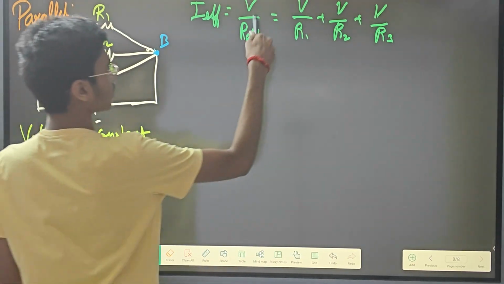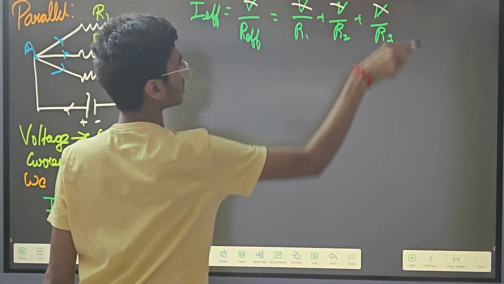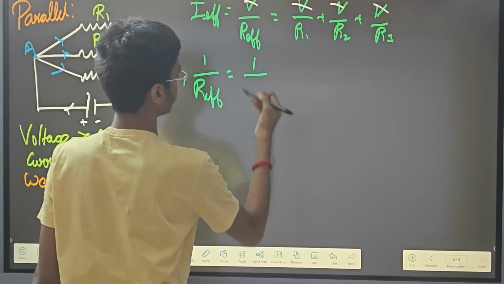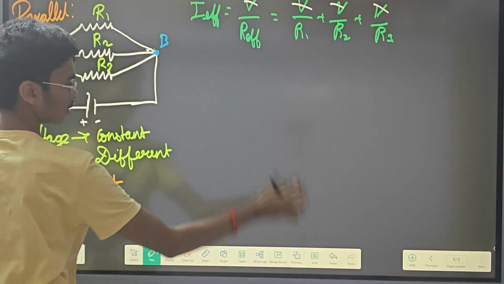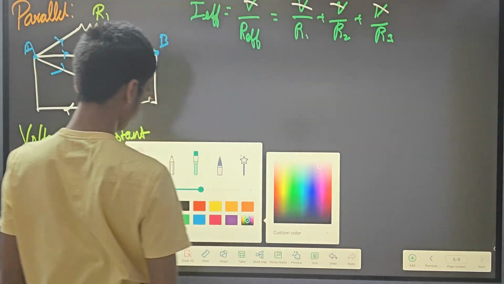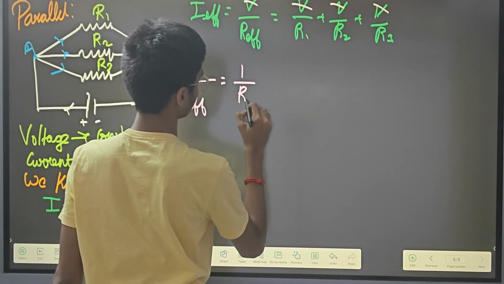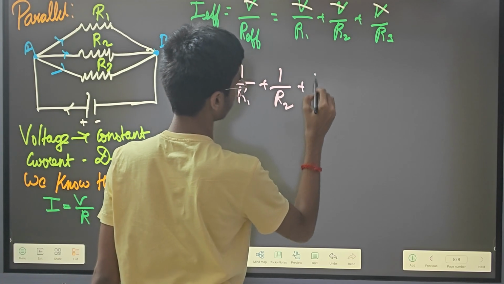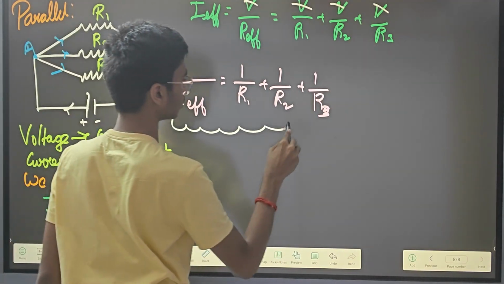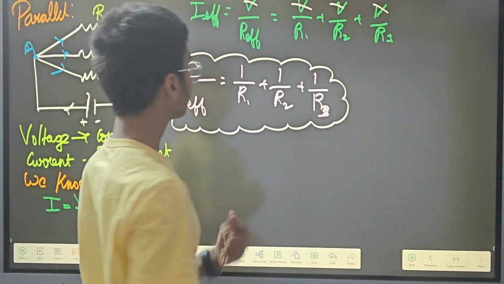From this I can take voltage as common, right? So I can cancel it all out. Then 1 by R effective is equal to 1 by R1 plus 1 by R2 plus 1 by R3. This is what we use for a parallel connection.